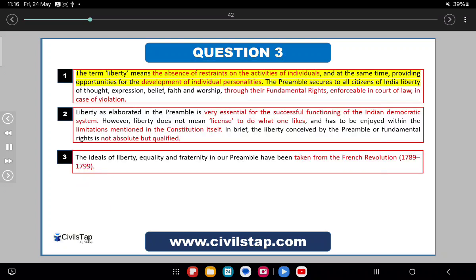Question 3. The term liberty means the absence of restraints on the activities of individuals, and at the same time, providing opportunities for the development of individual personalities. The preamble secures to all citizens of India liberty of thought, expression, belief, faith and worship, through their fundamental rights, enforceable in court of law in case of violation.